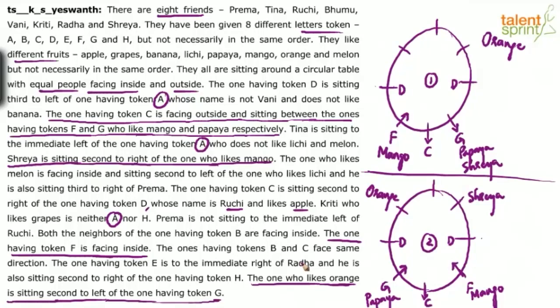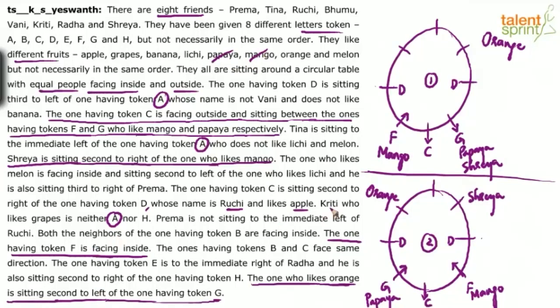Can we find out the fruit which A likes? Is it possible to find out the fruit that A likes? Just think about it. I'm talking with respect to A. You know that there are 8 fruits here: apple, grapes, banana, lychee, papaya, mango, orange, and melon. Let us find out what can be the possible fruit for A. Maybe that will help. See, papaya and mango are closed. Papaya and mango are for G and F. So let's close papaya and mango.